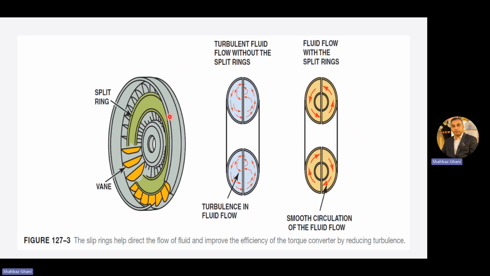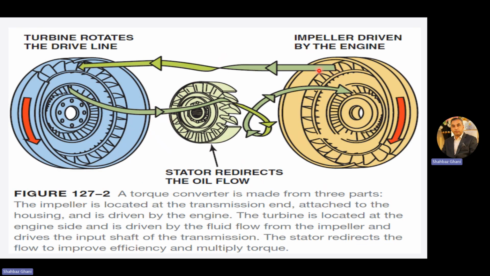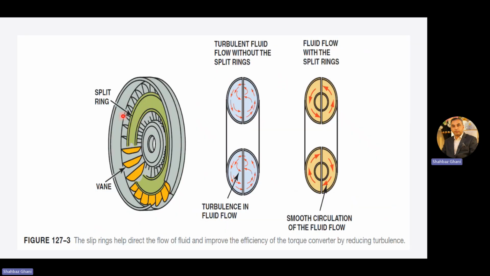Now, in this case, we have a flow which is very turbulent here. So to reduce the turbulence, we use a split ring here. When we have a fluid flow without this split ring, we have turbulence in the fluid flow. But when we use the split ring, we have a smooth circulation of the fluid flow. The split ring helps direct the flow of the fluid and improves the efficiency of the torque converter by reducing the turbulence in the fluid flow.